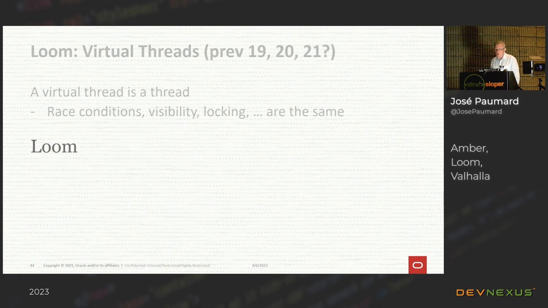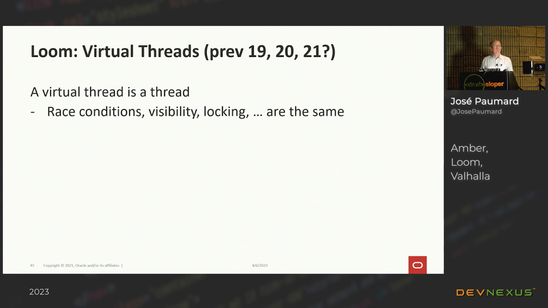Now, Loom is a new concurrent programming model. It has been around for about a year as a preview feature and incubator feature. The first thing it brings to the JDK, and it's currently on track to be delivered as a final feature for JDK 21, the next release of the JDK, is this notion of virtual thread.